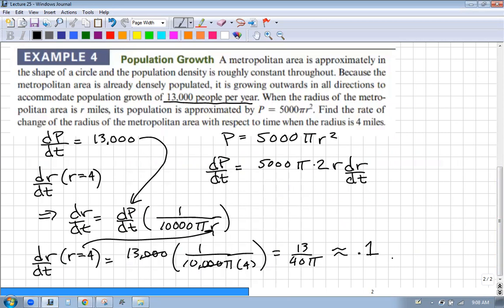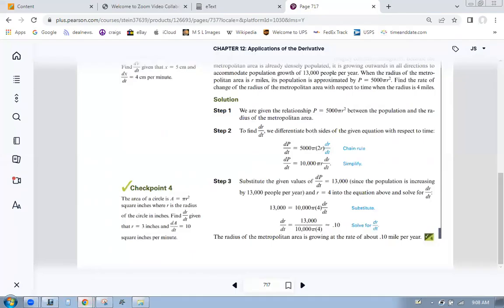So what does this mean though? It means the change in radius, when the radius is 4, is 0.1 miles per year.